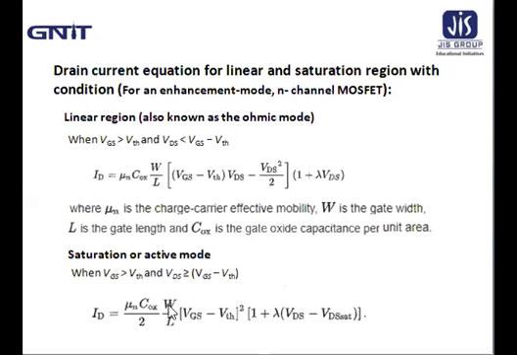And all the other parameters are known. I have already said that mu n is the charge carrier effective mobility, Cox is the gate oxide capacitance per unit area, W is the gate width, and L is the gate length.